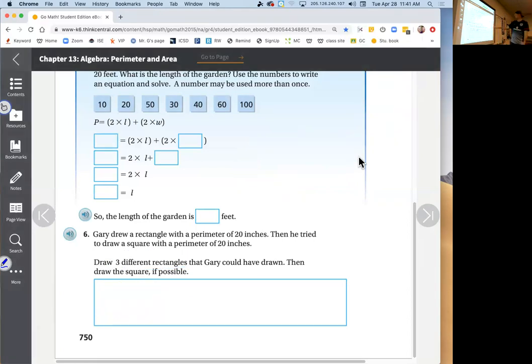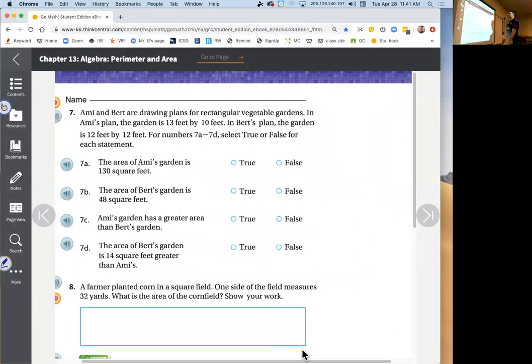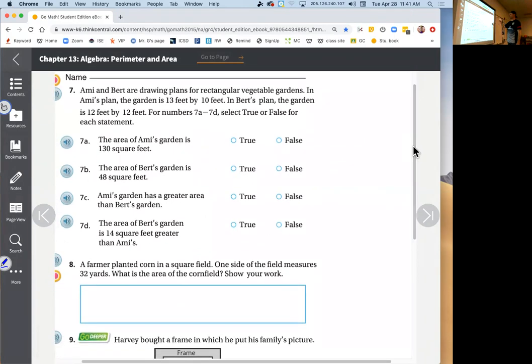Next one, let's go to number 7. Amy and Bart are drawing plans for rectangular vegetable gardens. In Amy's plan the garden is 13 feet by 10 feet. In Bart's plan the garden is 12 feet by 12 feet. Select true or false. So we've got to do Amy's. Hers is a rectangle, so we're going to go 13 by 10. And then for Bart, he's got a square.